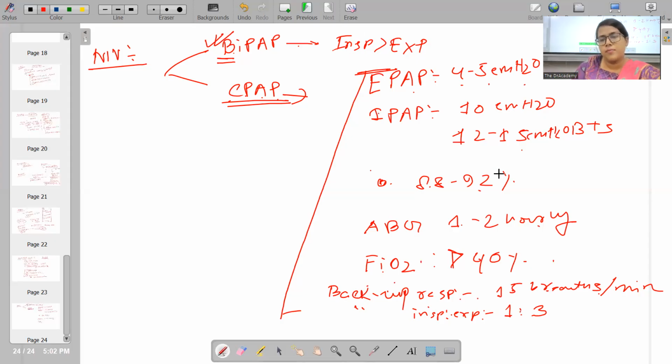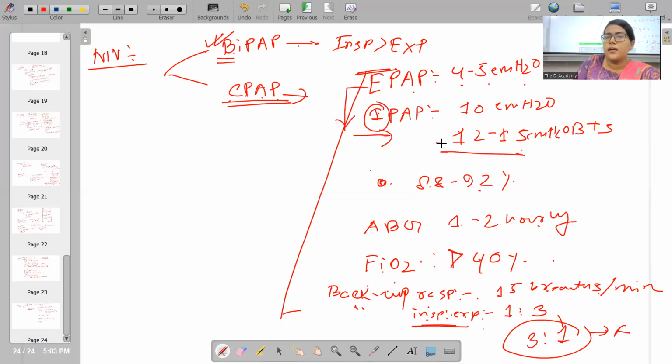So in a true-false statement, what they can do is flip the ratio. They can give you an inspiratory-expiratory ratio of 3:1, so that will be false, okay? Or instead of the IPAP, they can exchange it for the EPAP and give you the same estimation. ABG should be done 1 to 2 hourly, and that will probably not change, but they will change between the EPAP and IPAP levels and the inspiration-expiration ratio cycles.